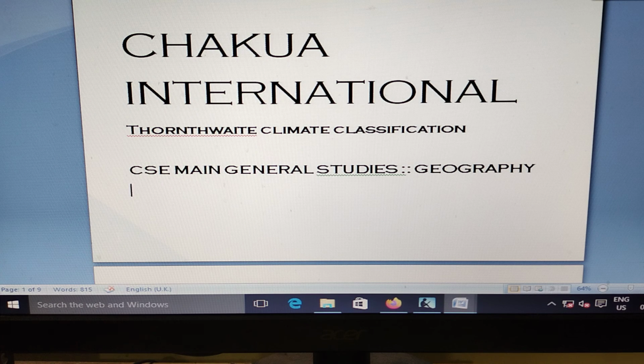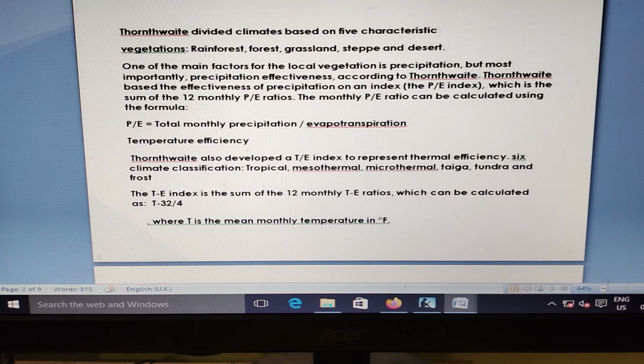This is Thornthwaite Climate Classification for CSE Main Geography and General Studies. Thornthwaite, an American climatologist, presented the first scheme of classification in 1931 and published it in a map of North America. He extended his climatic classification to world climate in 1933. He further modified it in 1948, giving importance to the potential evapotranspiration concept.